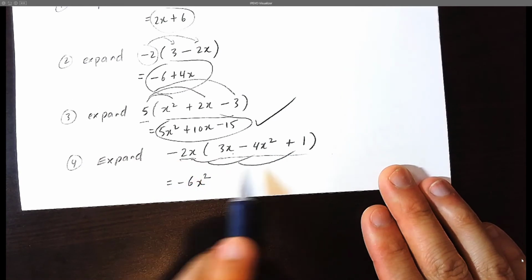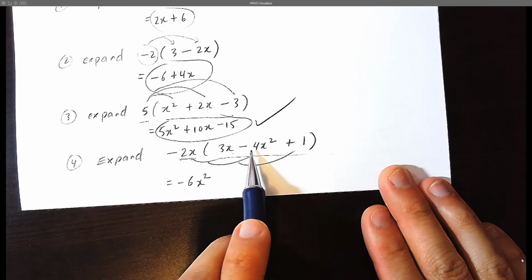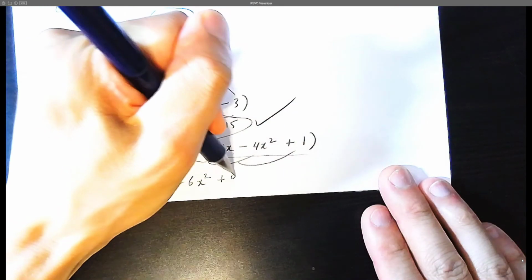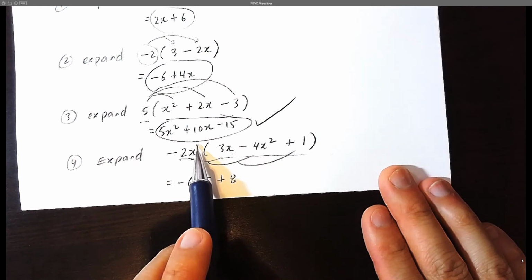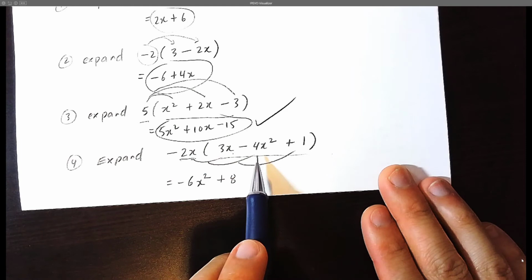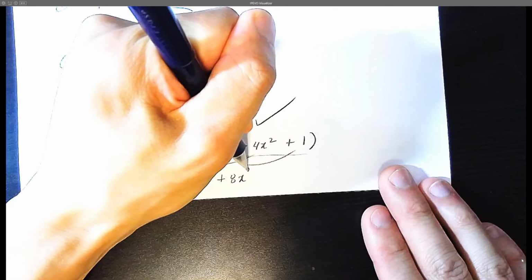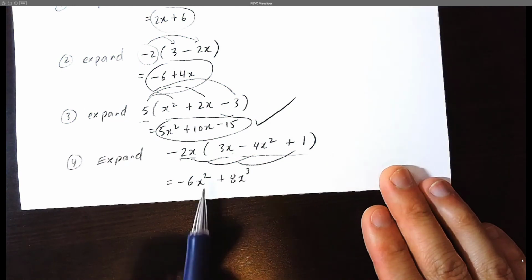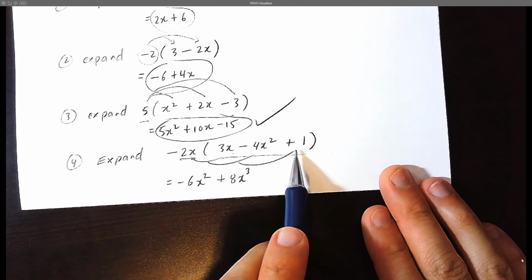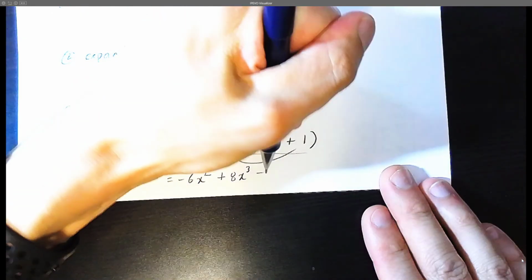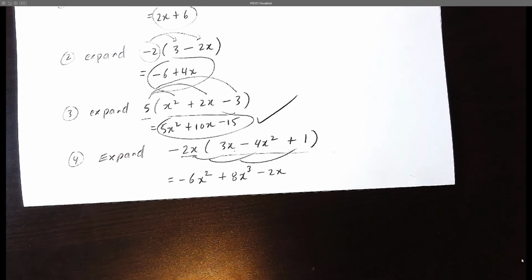Negative 2x multiplied by negative 4x squared. First of all, focus on the coefficients. Negative 2 times negative 4 is positive 8. x times x squared, that's the same thing as x to the 1 times x squared. There's going to be 3 x's being multiplied. x times x times x is going to be x cubed. Finally, negative 2x times positive 1, anything times 1 is itself, is simply negative 2x. So there we have it. We successfully expanded these polynomials.